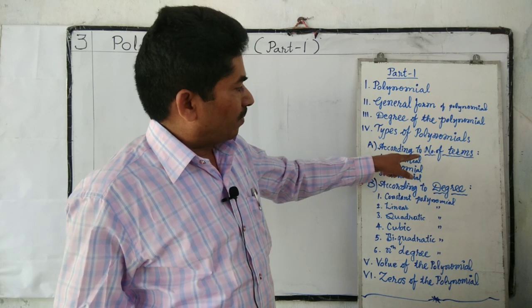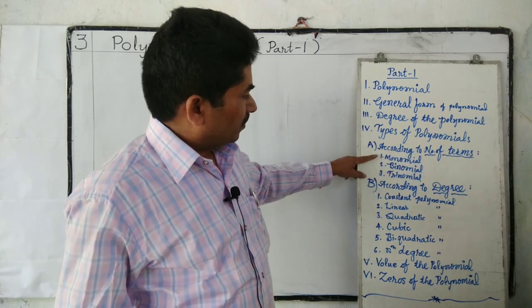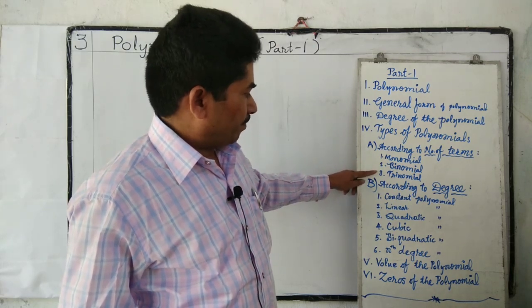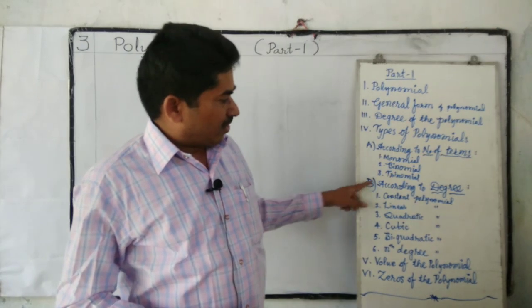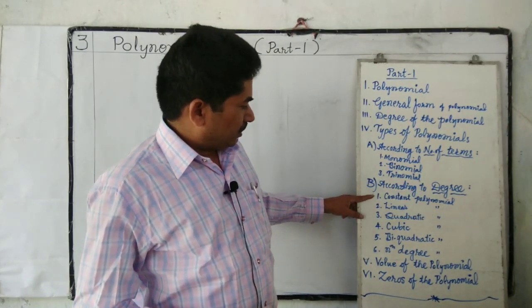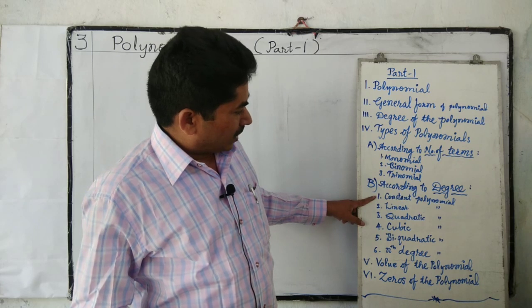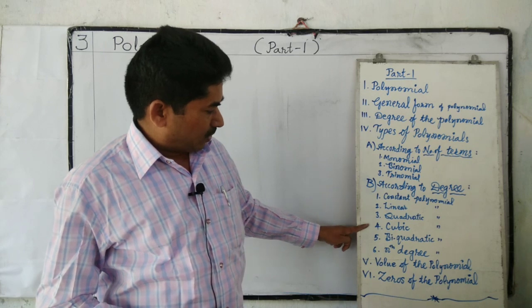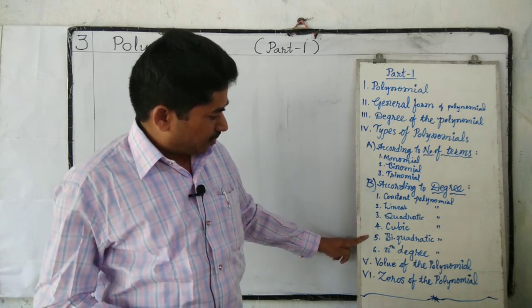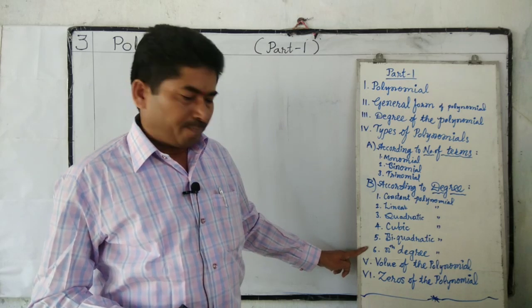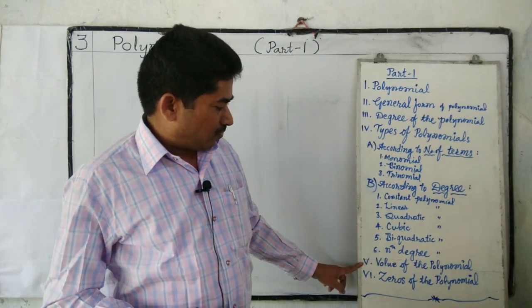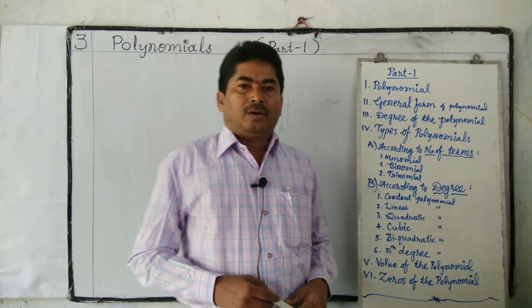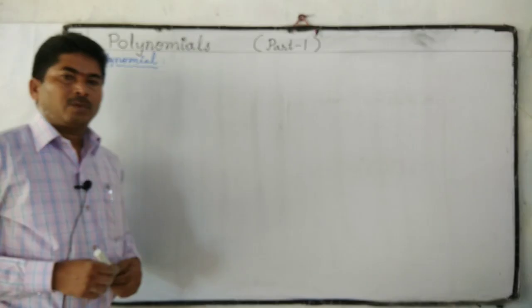A, according to number of terms. In this, monomial, binomial, trinomial. B, according to degree. In this, according to degree, constant polynomial, linear polynomial, quadratic polynomial, cubic polynomial, biquadratic polynomial, nth degree polynomial. Next, value of the polynomial, zero of the polynomial. Let us learn one by one.